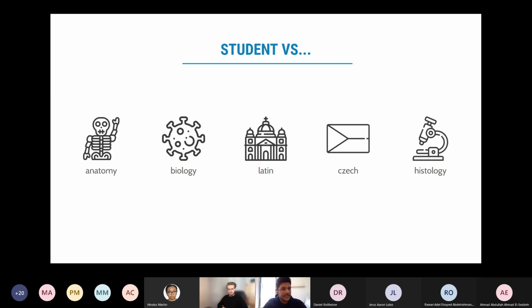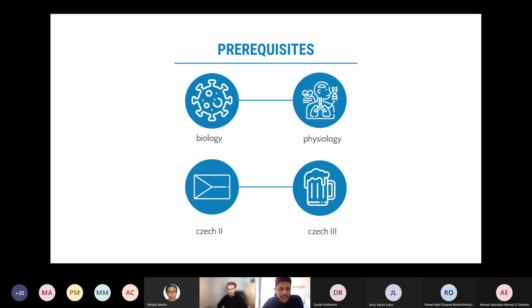So the very first exam, so this is what you'll come up with this semester. Obviously, anatomy and biology will be the big finals, Latin and Czech, and then histology you won't have a final for. That will be the next winter, but you will have some form of credit exams throughout the semester for histology. So it's important to stay on top of that one.